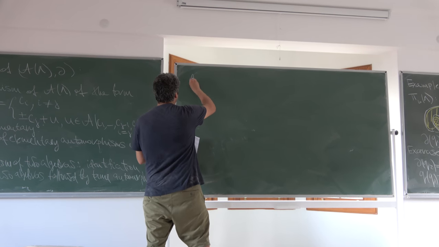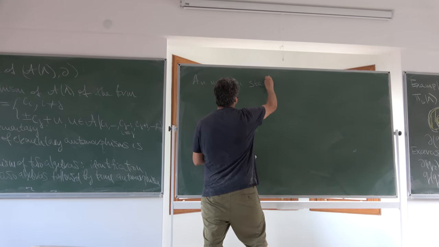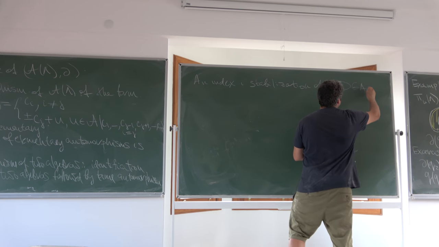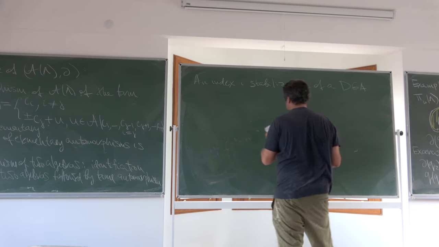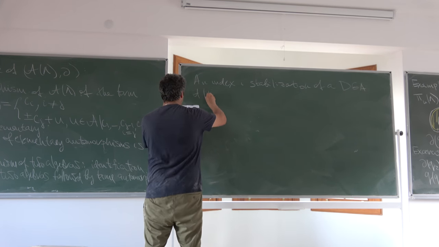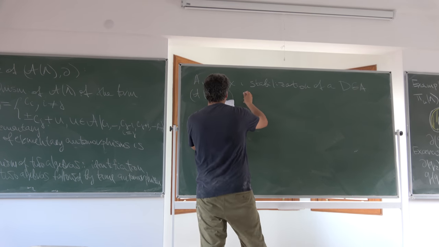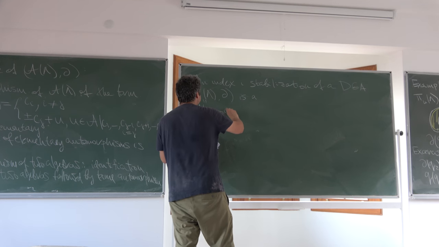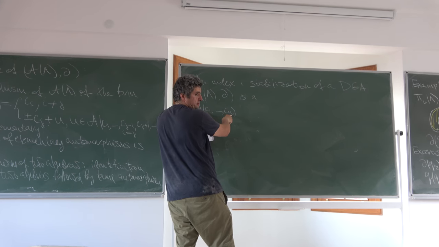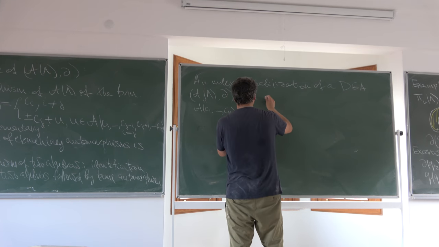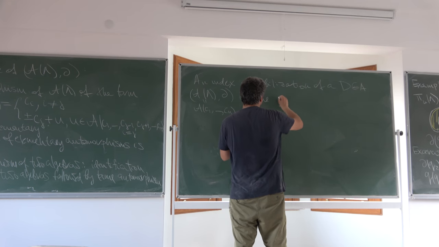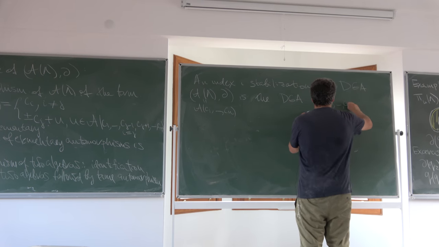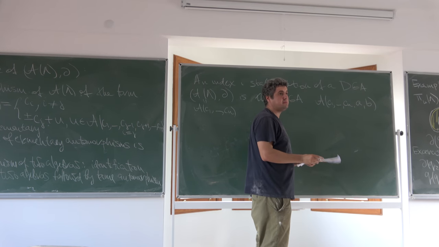So an index i stabilization of a DGA. DGA means the differential graded algebra. For simplicity, I write DGA. Lambda D is a graded algebra generated by A, C1, ..., Cn. So these are all generators. So the stabilization is the differential graded algebra where I add two generators A and B, okay?